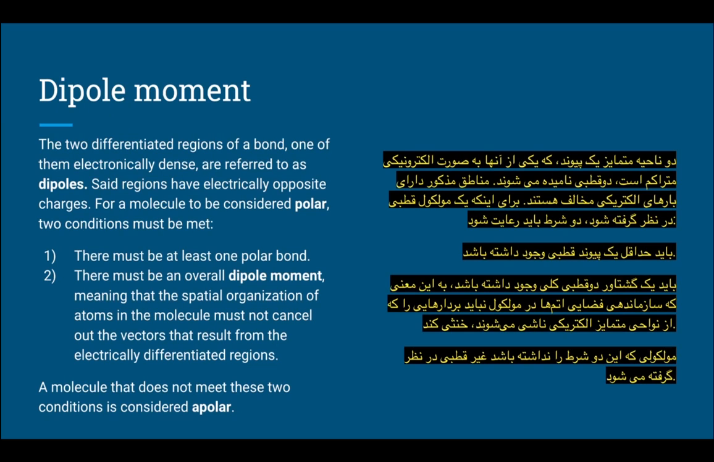For a molecule to be considered polar, two conditions must be met. Number one, there must be at least one polar bond. Number two, there must be an overall dipole moment, meaning that the spatial organization of atoms in the molecule must not cancel out the vectors that result from the electrically differentiated regions. A molecule that does not meet these two conditions is considered apolar.